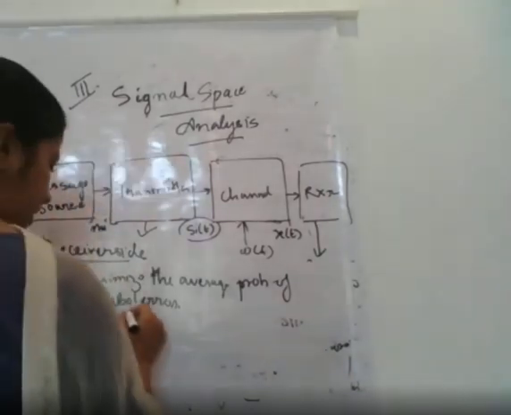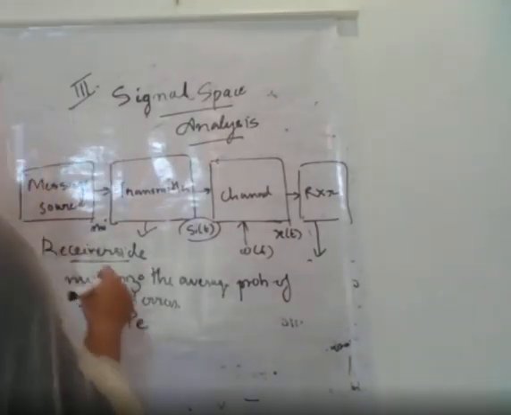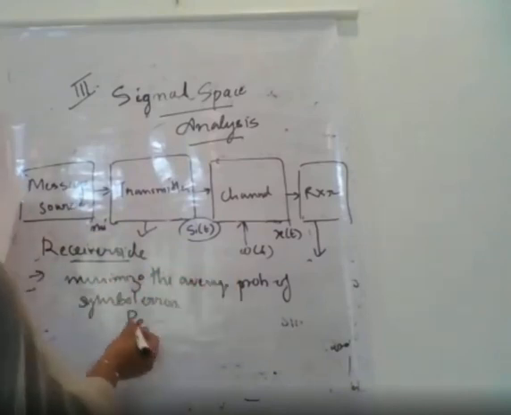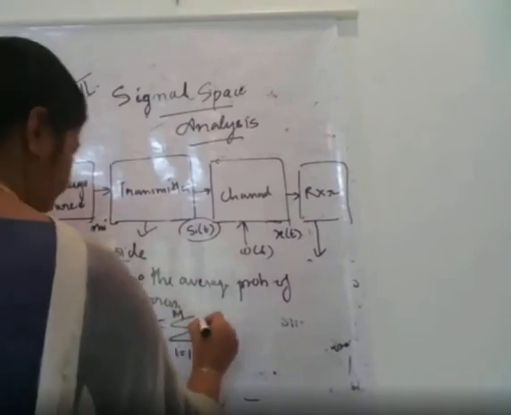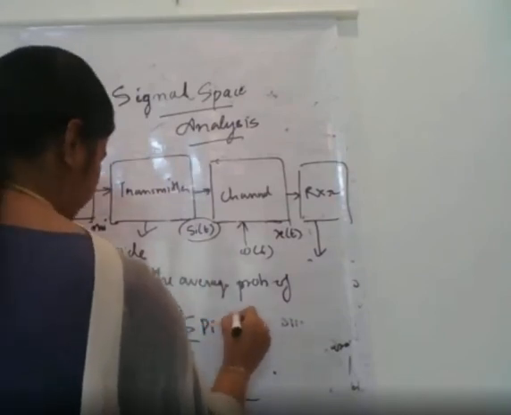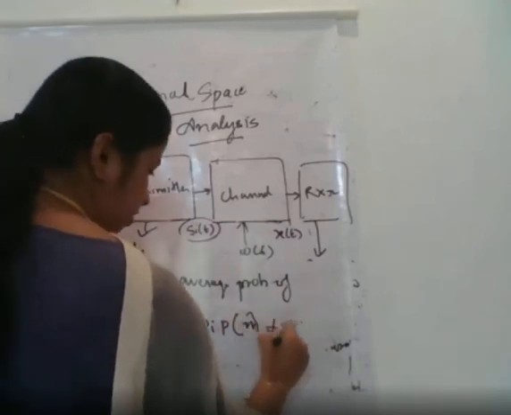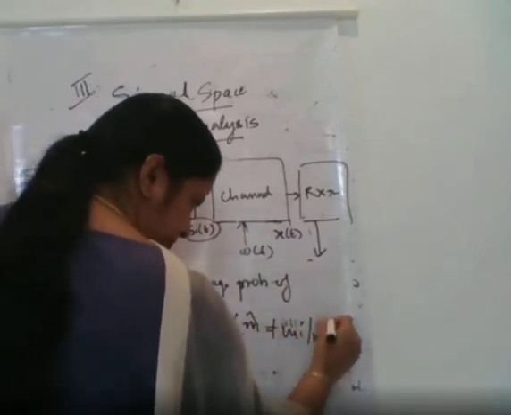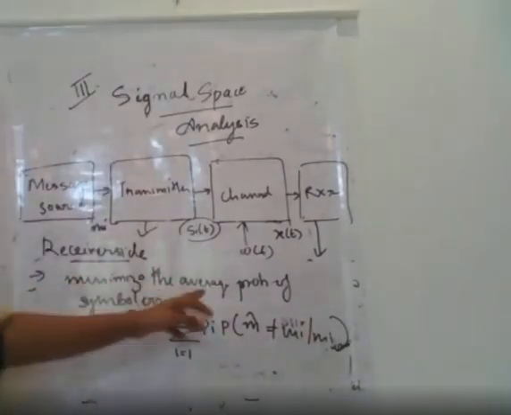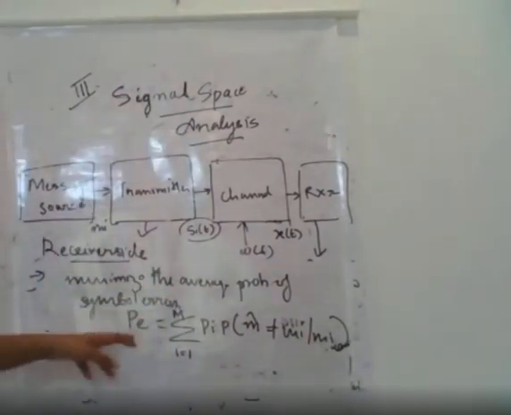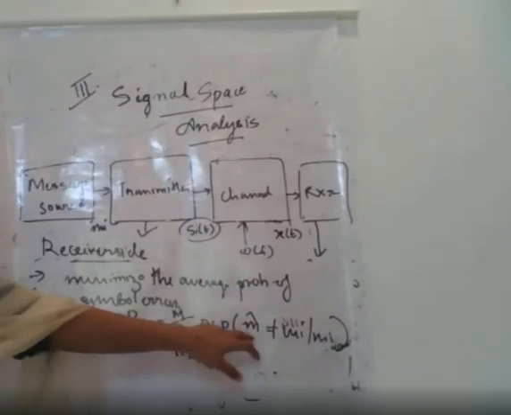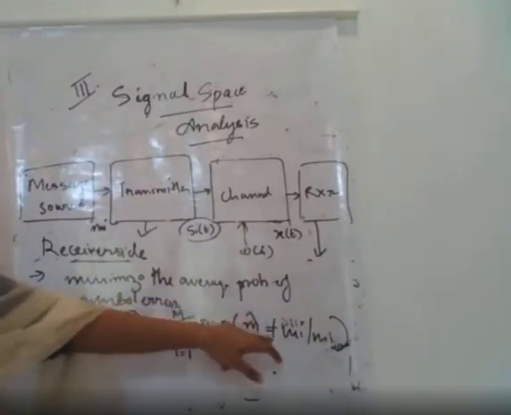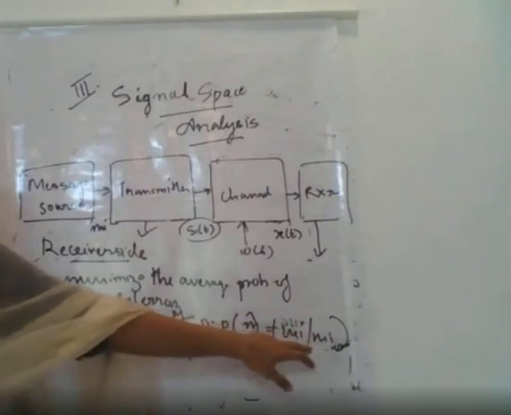The symbol error is defined as P_e. The average probability of symbol error is defined as P_e, which is nothing but the summation for i equal to 1 to M of p_i times the probability of m cap not equal to m_i, given m_i. This is the average probability of symbol error, denoted by P_e.